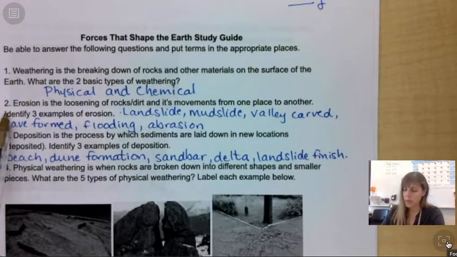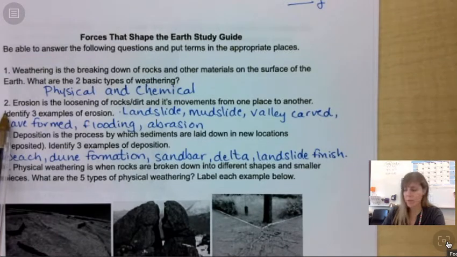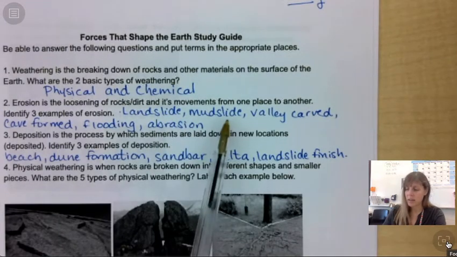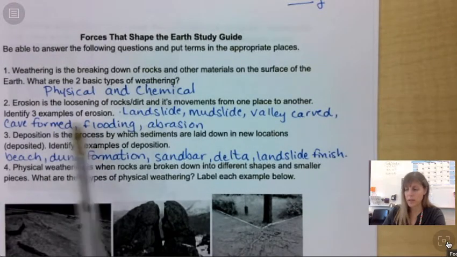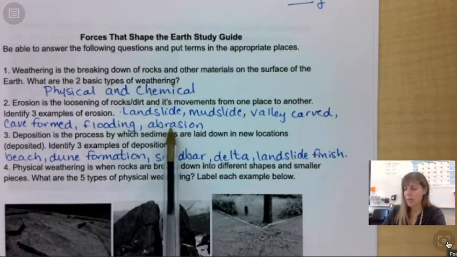Number two, erosion is the loosening of rocks and dirt and its movement from one place to another. I wanted you to identify three examples of erosion. I put way more, just make sure you have three. Landslide, mudslide, a valley carved, a cave formed, flooding, and abrasion. It could be wind abrasion or water abrasion. Those would be fine.